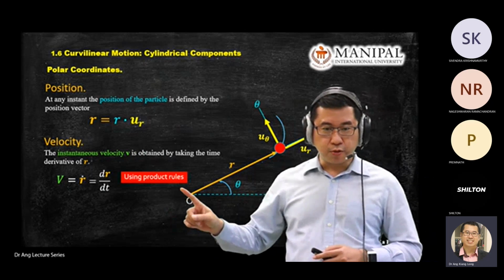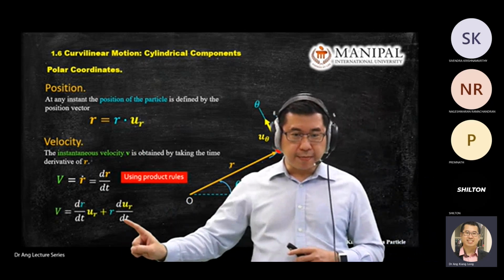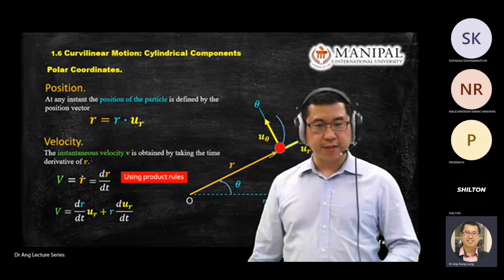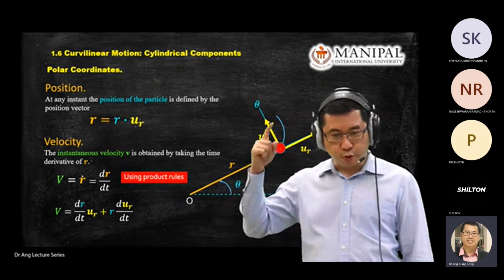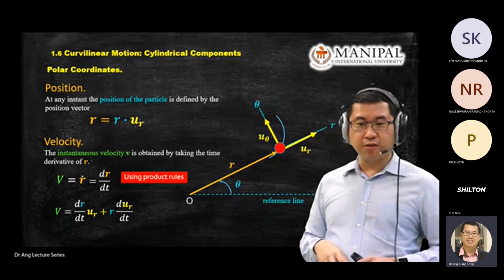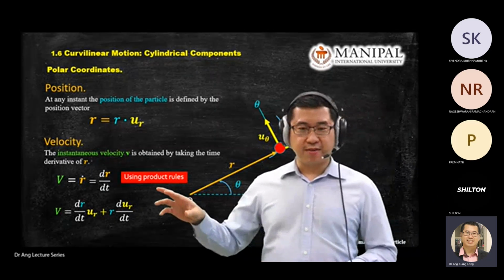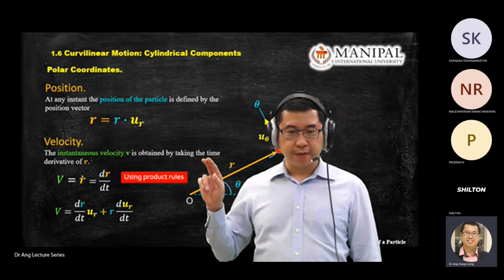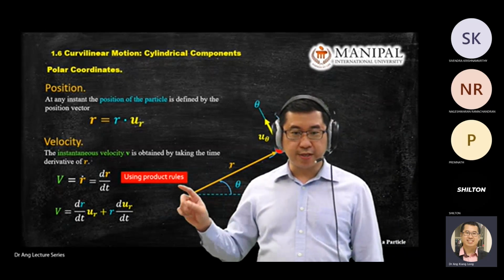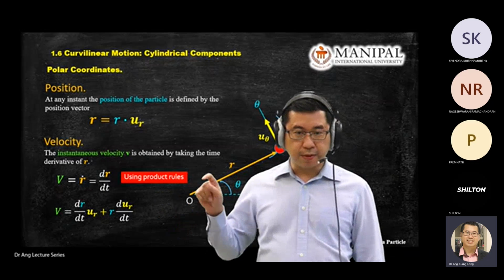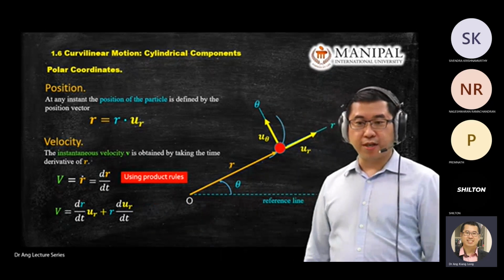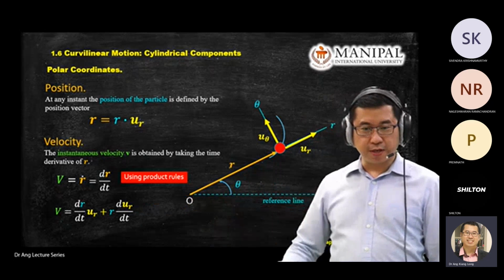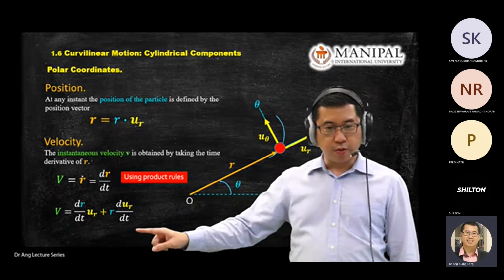Okay, we use the product rule. You'll get something like this. Okay, so if you're confused or you forget what the product rule is, go back and Google what is the product rule. You've done this one before in your junior years. In your junior years, you've done this before when you do differentiation. Y equal to UV, you use the product rule. This is how you do it.